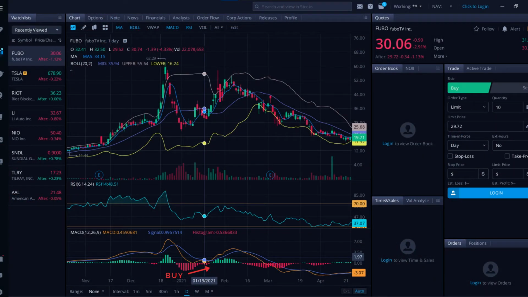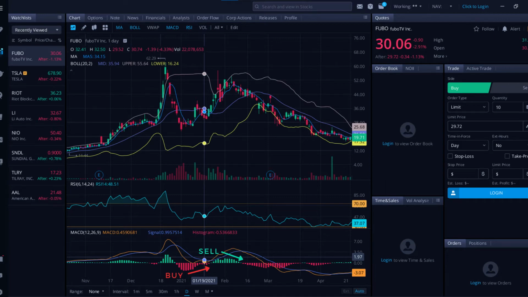You can also use the histogram of the MACD to identify potential buy and sell opportunities. When the histogram is below the 0 line down here and begins to converge up towards the middle, it means it could be a good time to buy. When the histogram is above the 0 line and begins to converge down towards the middle, it could mean it's a good time to sell.